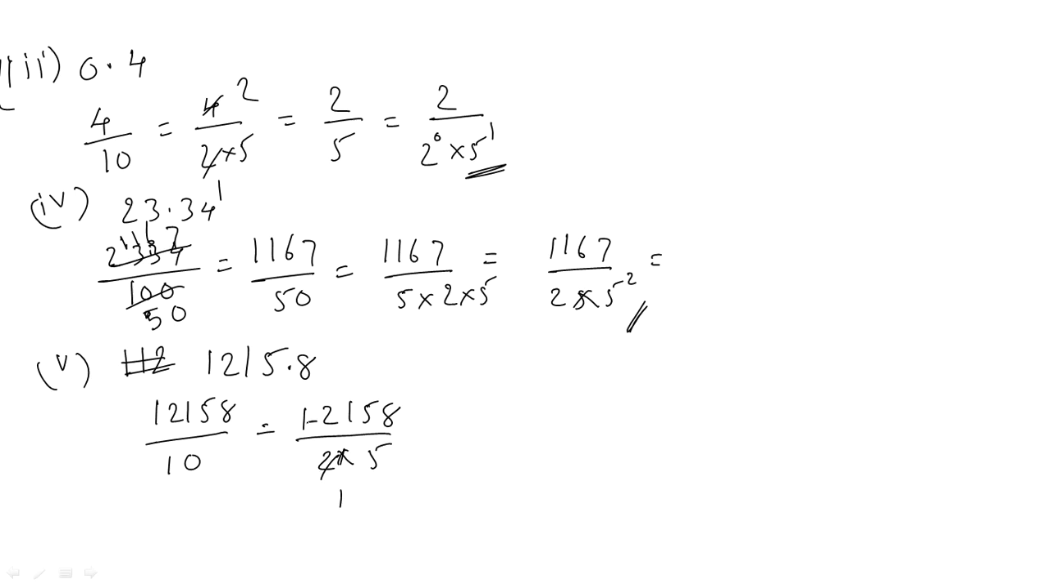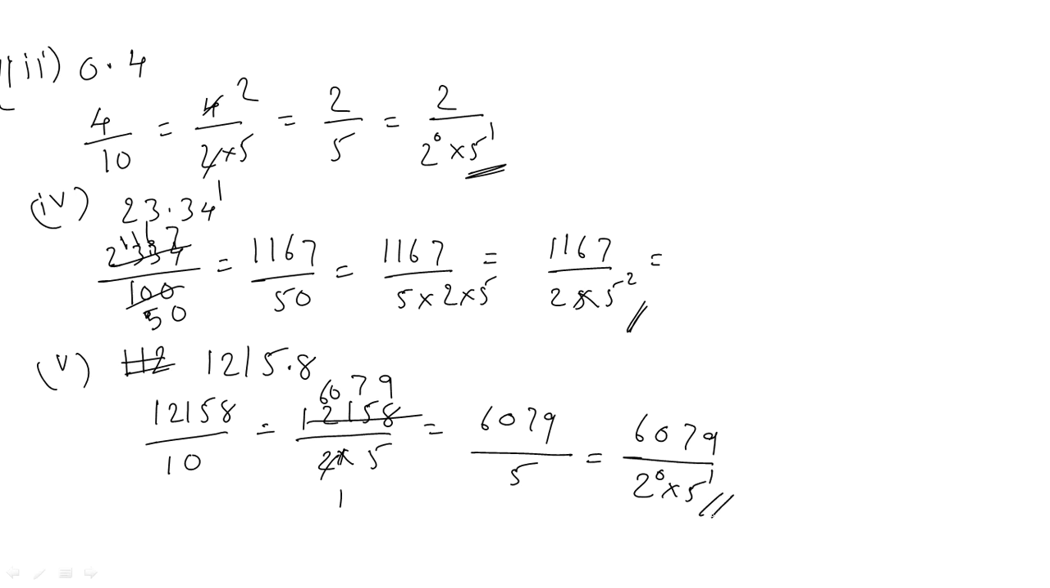So I'll do the cancellation. 2 1s are 2, 6s are 12, 0, 2 7s are 14, 2 9s are 18. 6079 by 5, which also can be written as 6079 by 2 power 0 into 5 power 1. Is it of the form 2 power n into 5 power m? Yes, it is of the form 2 power n into 5 power m.